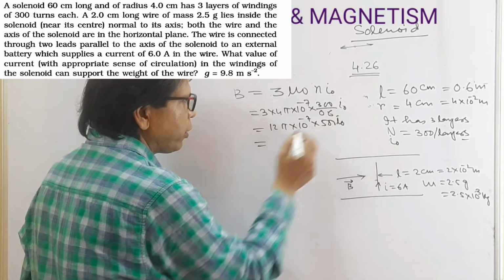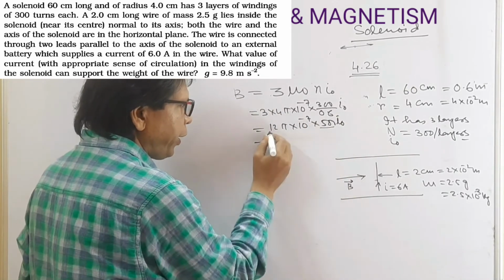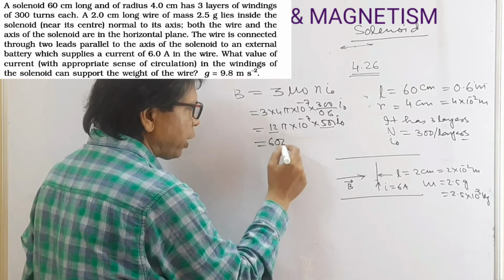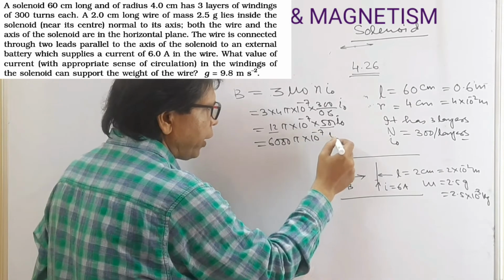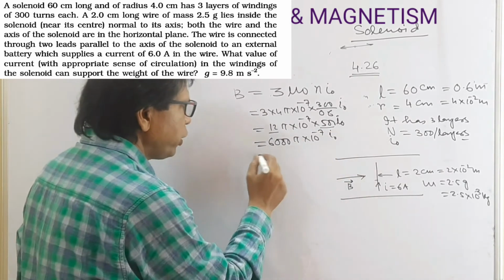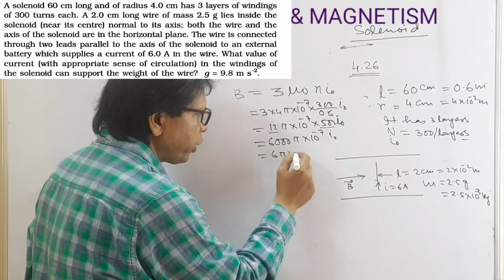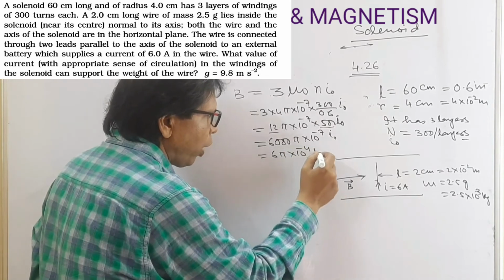Okay. Now look at this. 500 into 12, so this is 6000 pi into 10 to the power minus 7 I. Okay. Now this is 6 pi into 10 to the power minus 4 into I naught.